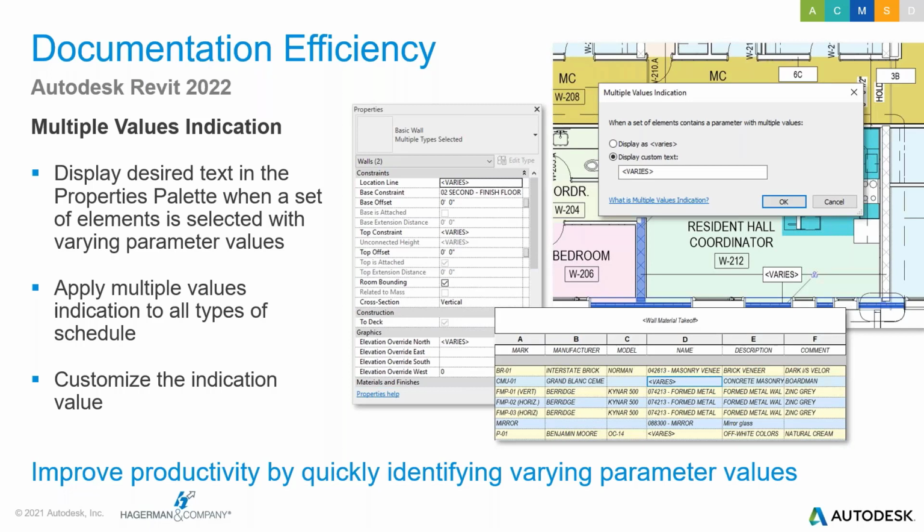However, now when multiple elements are selected and those parameter values differ, they'll report with a varies designation. And you can actually do a user-defined setting here if you want to. So this feature is going to reduce confusion and improve productivity by enabling you to quickly identify varying parameter values for whatever you have selected.